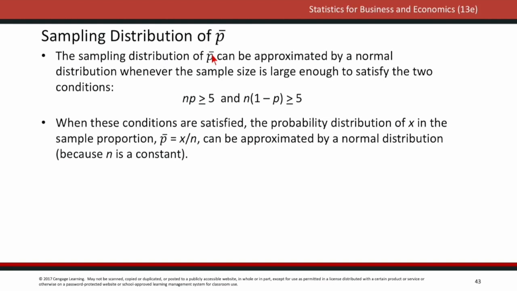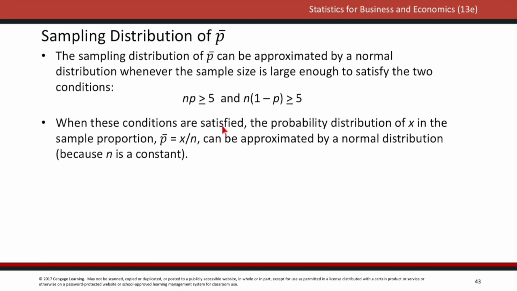Now, the sampling distribution of the sample proportions can be approximated by a normal distribution whenever the sample size is large enough to satisfy the following conditions. The sample size times p, the population proportion, is greater than or equal to 5, and the sample size times 1 minus p is greater than or equal to 5. As soon as we satisfy these two properties, then we can guarantee that the sampling distribution of the sample proportions can be approximated by a normal distribution.